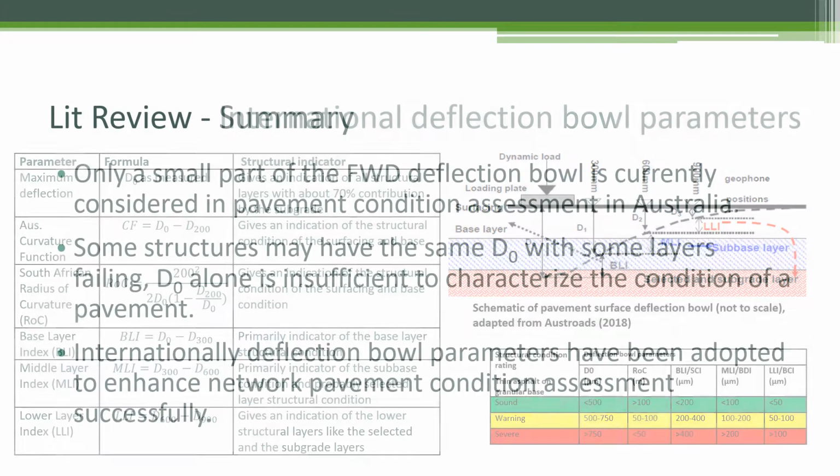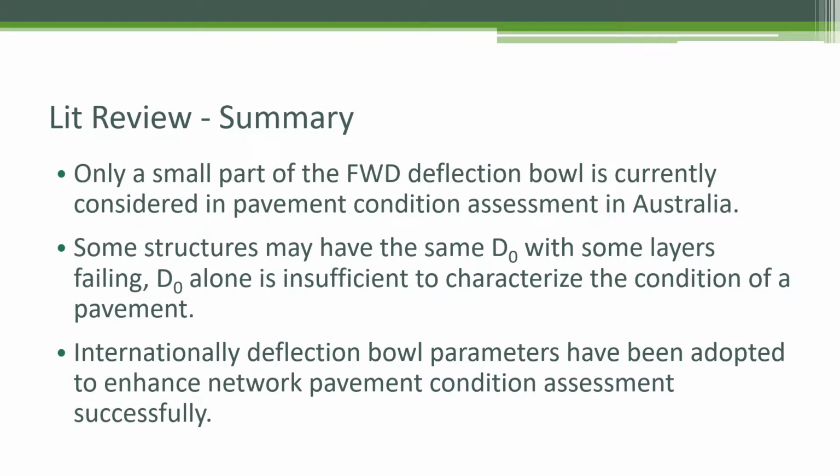So, in summary, the literature review showed that only a small part of the FWD deflection bulb is currently considered in the pavement condition assessment in Australia. It was also noted that some structures may have the same maximum deflection, with some layers not being in good condition. The maximum deflection alone is insufficient to characterize the condition of the full pavement structure, and international deflection bulb parameters can be used to enhance network pavement condition assessment.